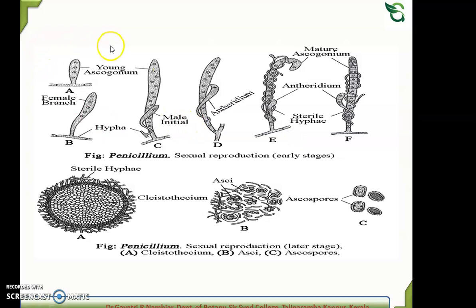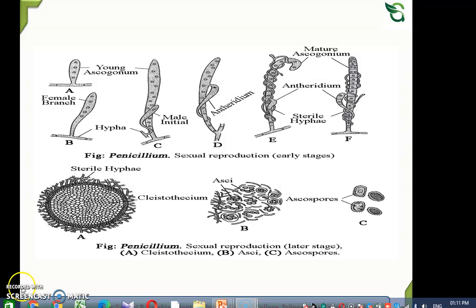So see, this is the structure. Let us discuss the picture and discuss the sexual reproduction somewhat more in detail. In the structure, this is the young ascogonium. See, it is developing. And this one is the male antheridium, the male sex organ.